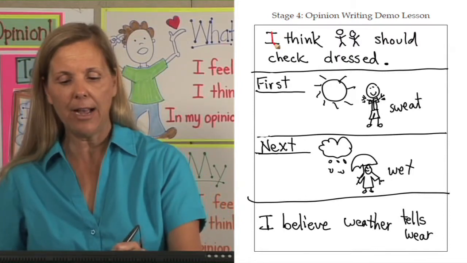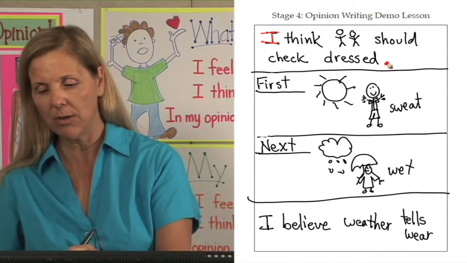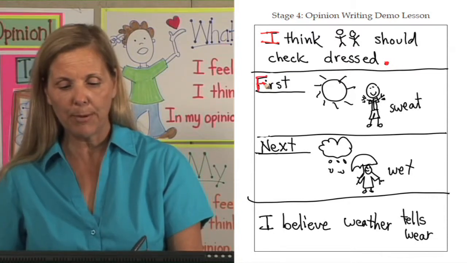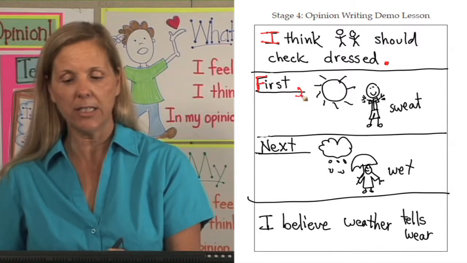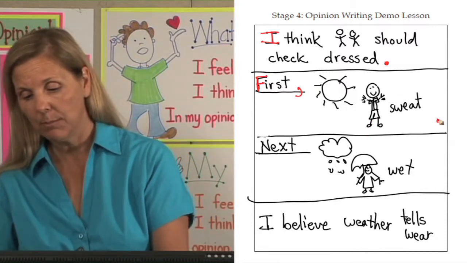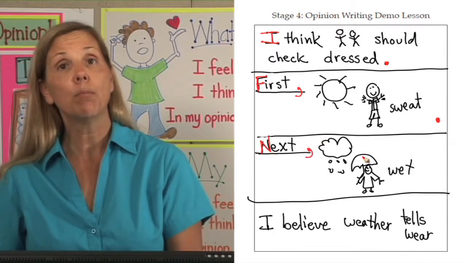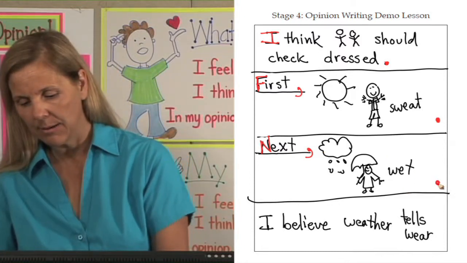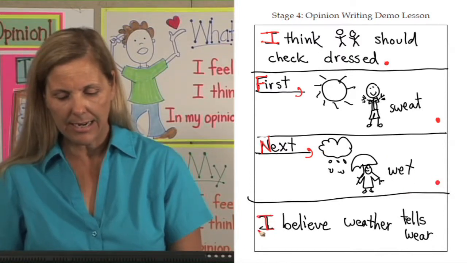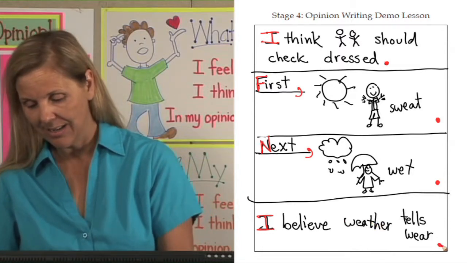Let's go back up. I, capital. I think people should check the weather before they get dressed, period. First, put your capital and a comma. They need to dress in light clothing when it's hot so they don't sweat, period. Next, comma, they need umbrellas and coats when it rains so they don't get wet, period. I, capital, believe weather tells people what to wear, period.